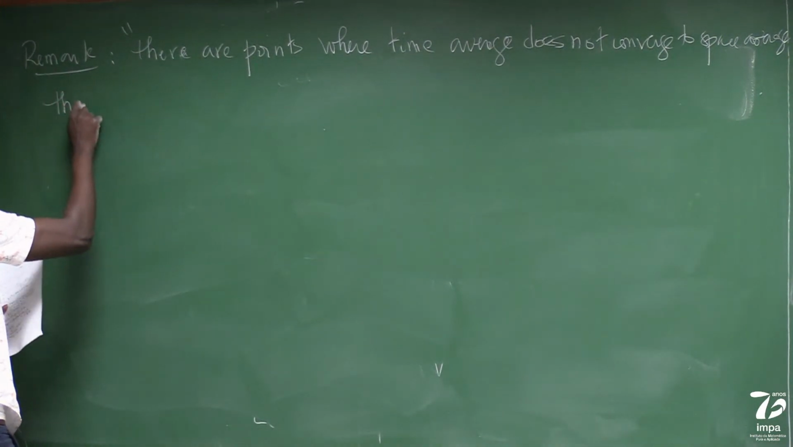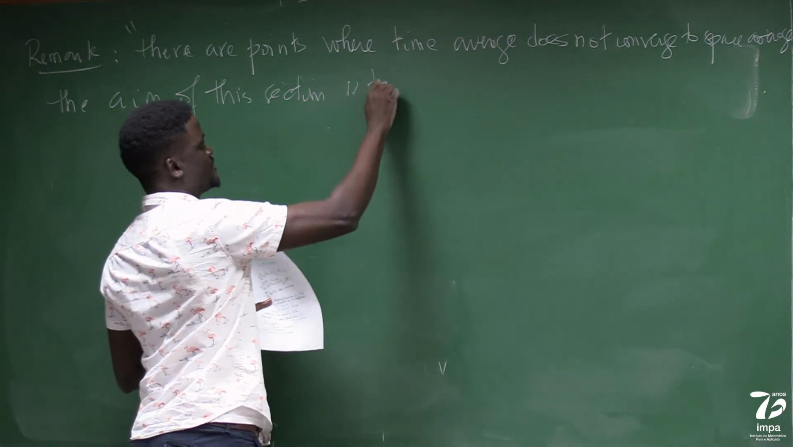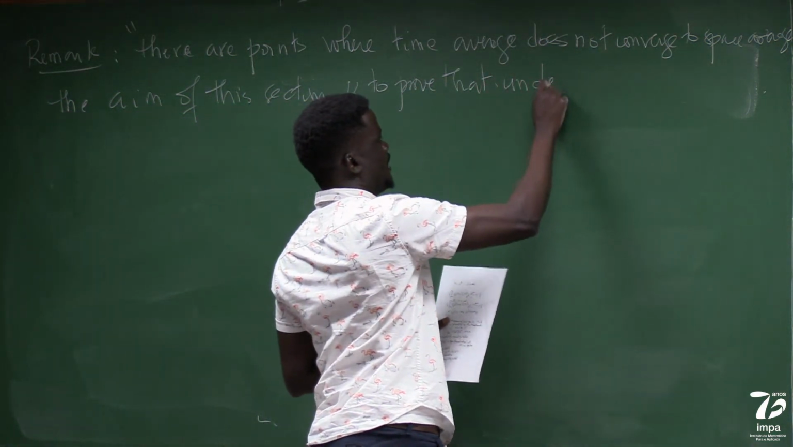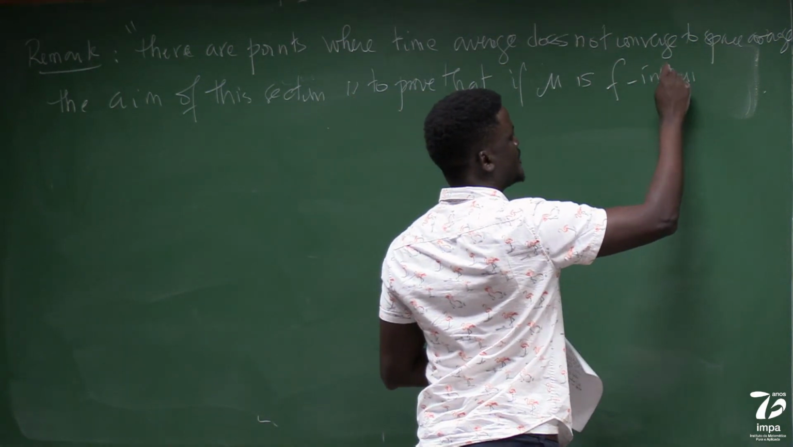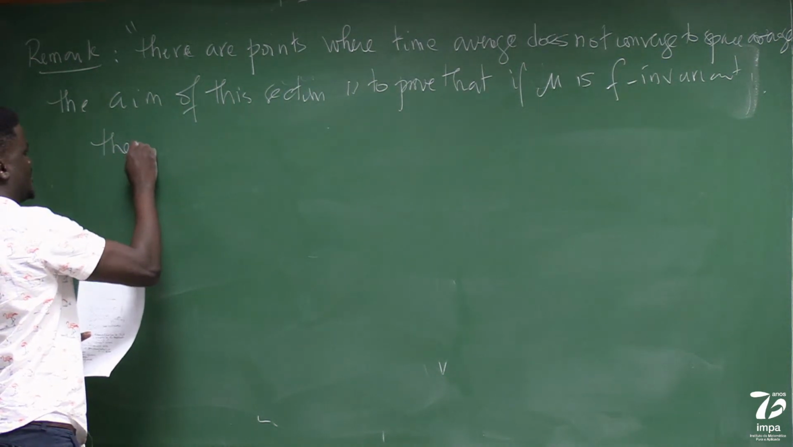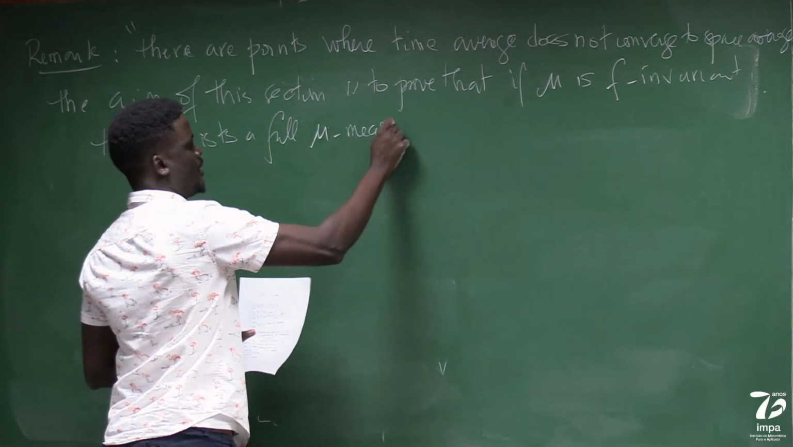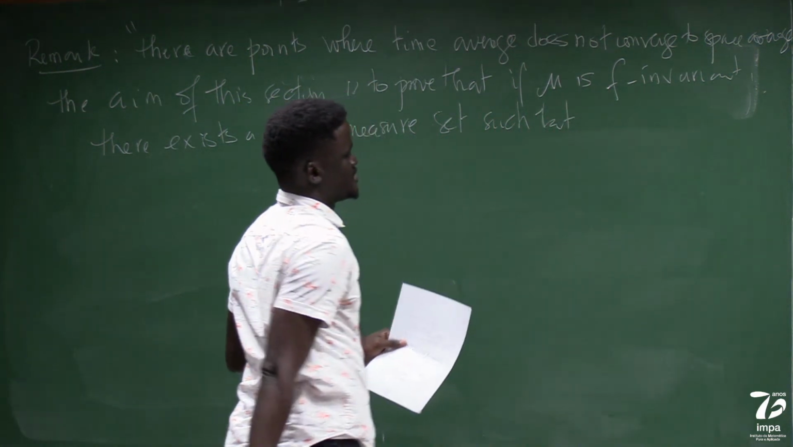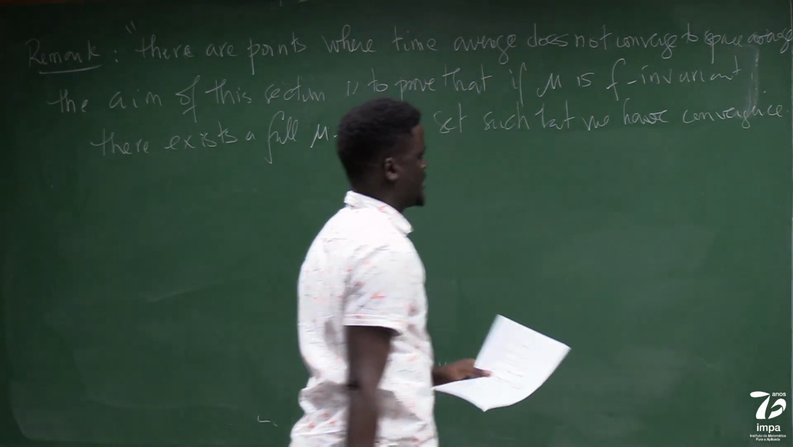And the aim of this section is to prove that, if mu is F invariant, there exists a full measure set, a full mu measure set, such that you have this convergence. Okay, this is what we will see in this chapter.